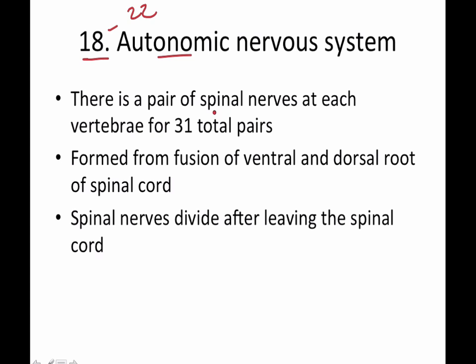There's a pair of spinal nerves at each vertebrae for a total of 31 pairs. That means each spinal nerve is paired, so we have 31 of them. This is formed from the fusion of the ventral and dorsal root of the spinal cord, and the spinal nerves divide after leaving the spinal cord. That means from the spinal cord, each of those nerves breaks off and goes its own way.